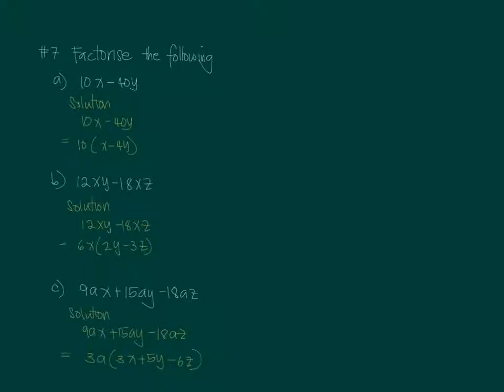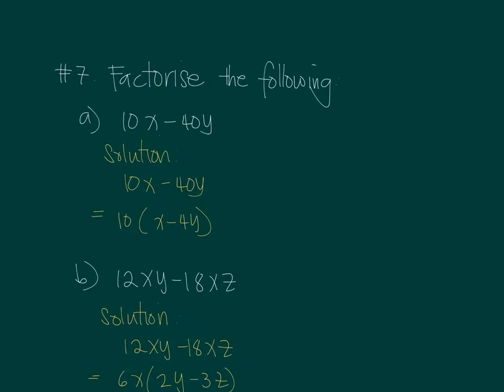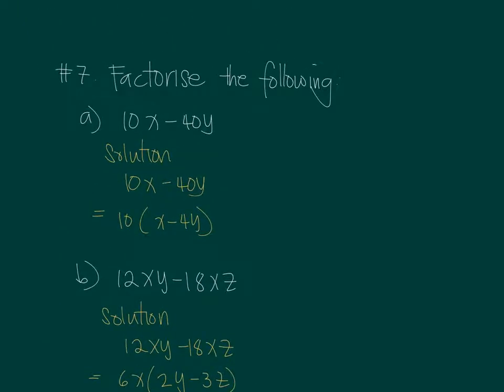Okay, so we are now in number 7. This is type 1 of the MT4 assessment 2, basic algebra and algebraic manipulation. Okay, so let's start with letter A. So this set of questions is all about factorizing or factoring. Okay, so the first one given was 10x minus 40y.